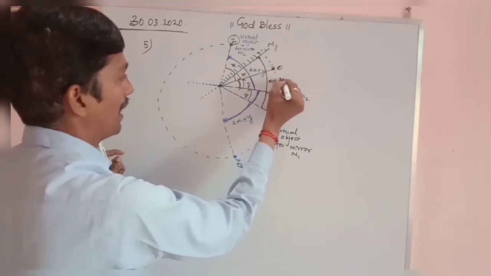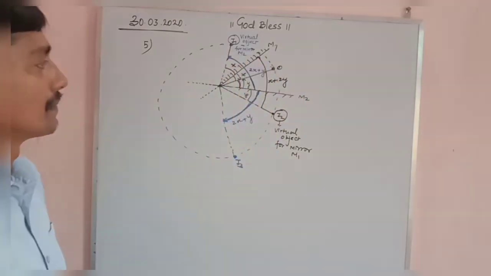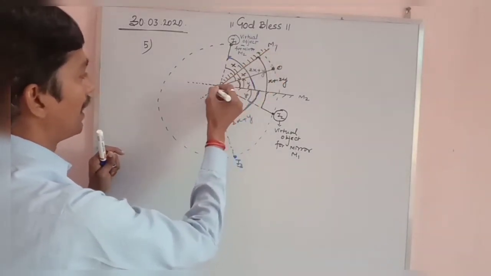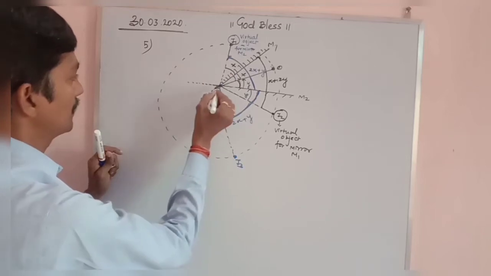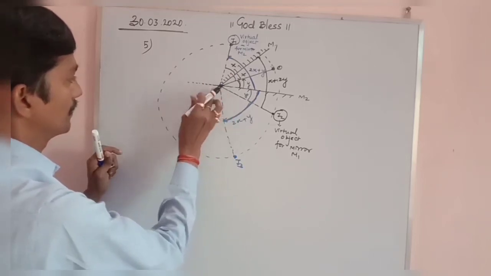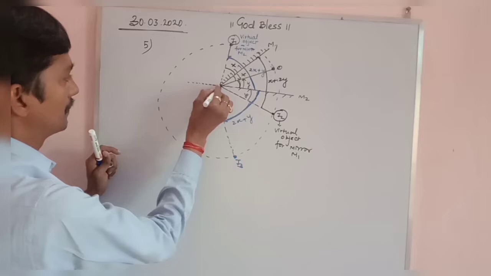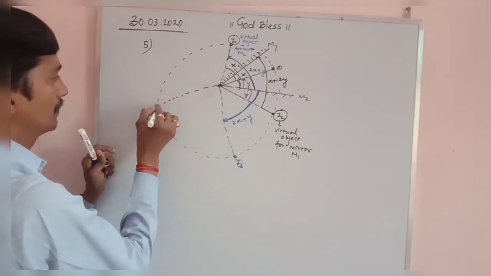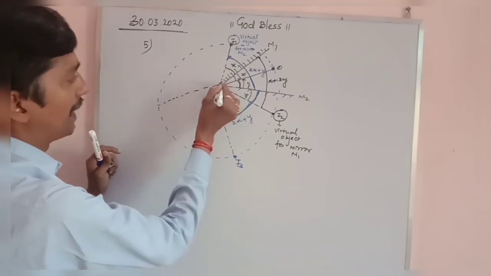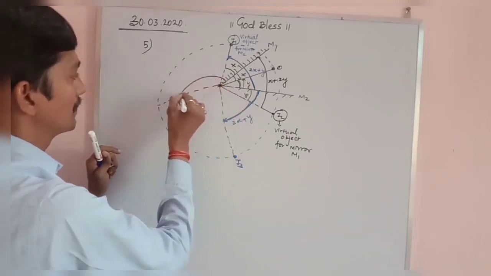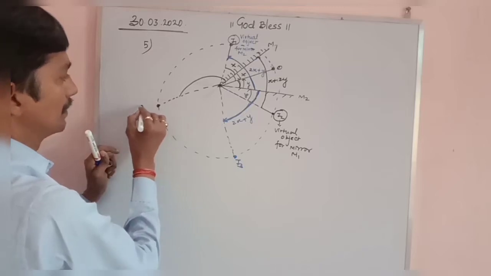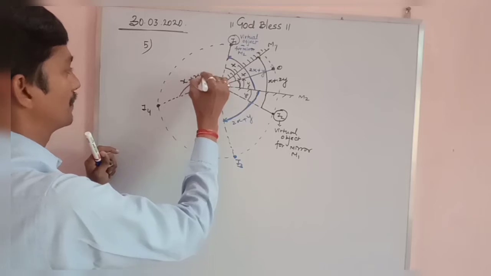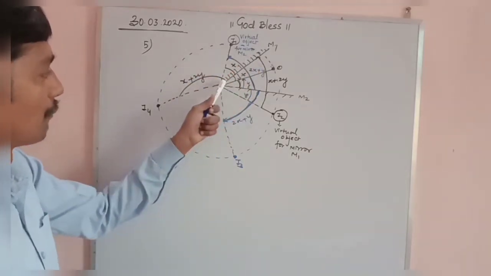X plus 2y. I hope it is clear. So this mirror M1 will form its image say here, and I will name this image as, say, I4, and the answer is x plus 2y from M1.